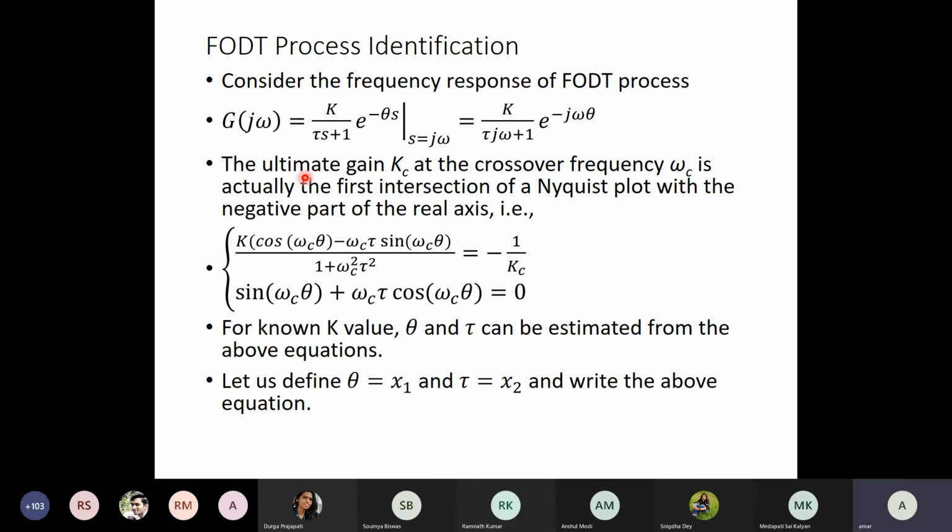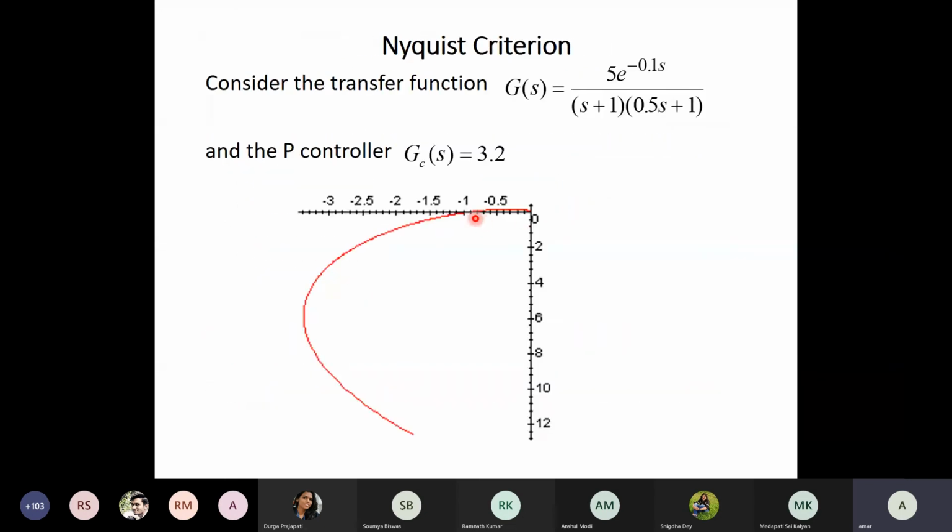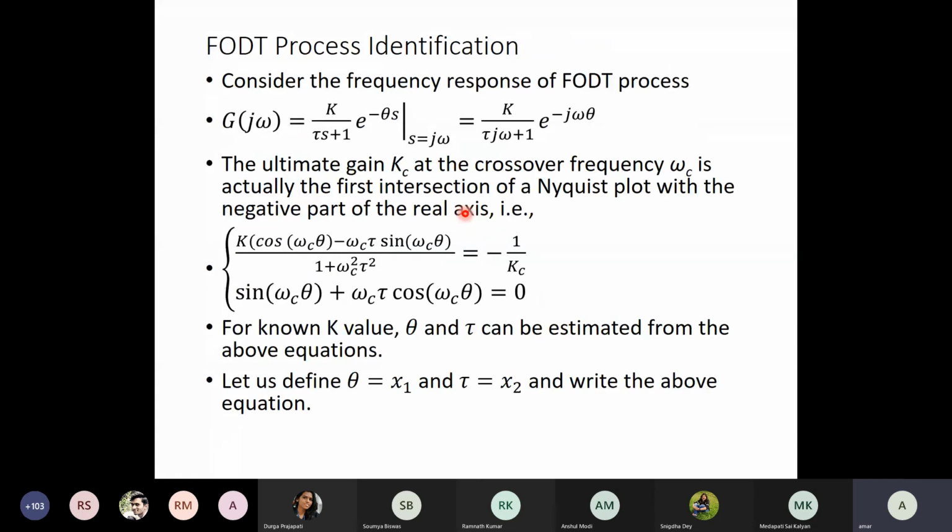This method is dependent on frequency response analysis, and it is basically based on the Nyquist method. If I have a FOPDT process, a first order process with dead time, then the ultimate gain Kc at the crossover frequency omega c is actually the first intersection of the Nyquist plot. So basically this is the crossover frequency here.